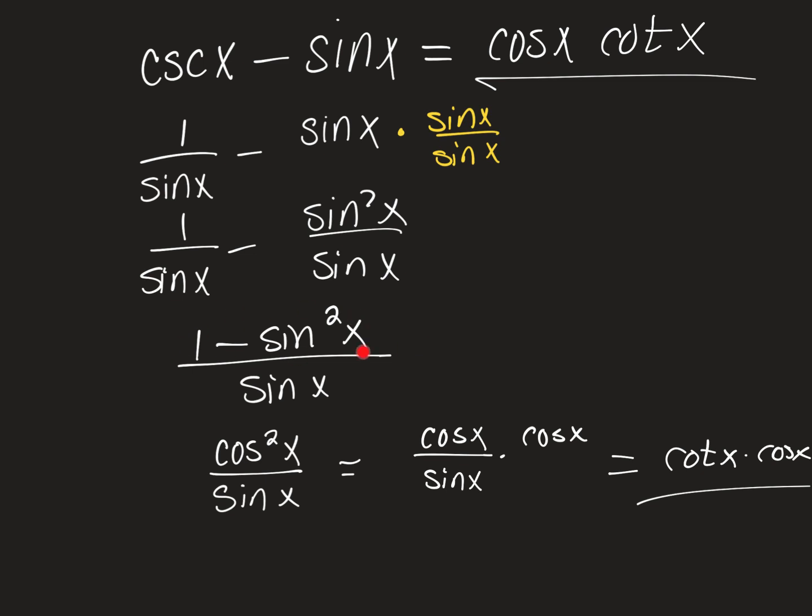I took this, used a Pythagorean identity to change it to cosine squared. Use this. Okay. And then that's over sine. 1 minus sine squared is cosine squared. Okay. And then cosine squared is the same as cosine times cosine over a sine. So then I took my cosine over sine and changed it to cotangent.